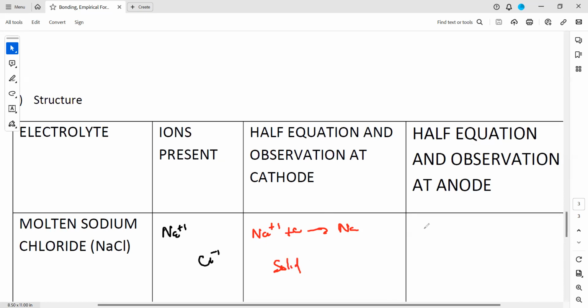At the anode, the chloride ion will move and form a chlorine atom. When two chloride ions are there, they will form a chlorine molecule and lose two electrons. Whenever a non-metal is formed, you can mention bubbles or a gas, or chlorine, with its specific color, which is yellowish green. So you can mention it is a yellowish green gas.